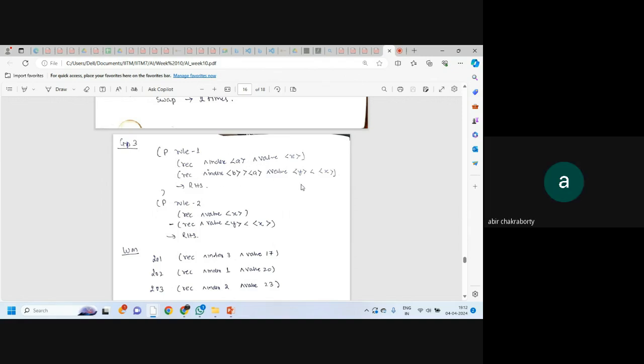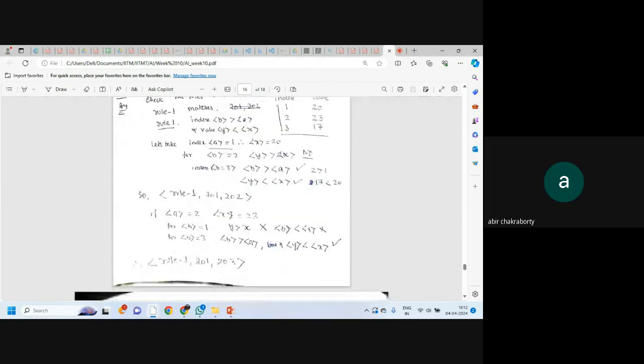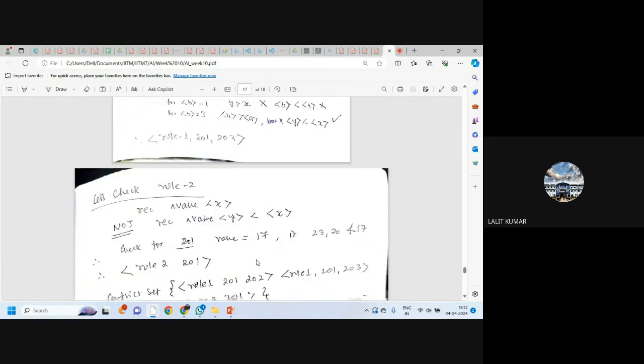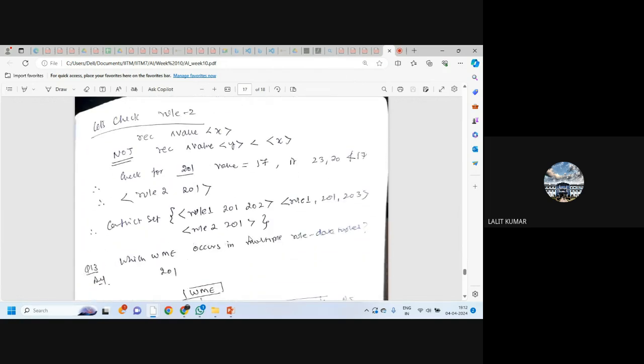Rule 2 will only be 201, right? Rule 2 is 201. So we have got the conflict set. Rule 1 201 202, rule 1 201 203, and rule 2 201. So this is the conflict set.